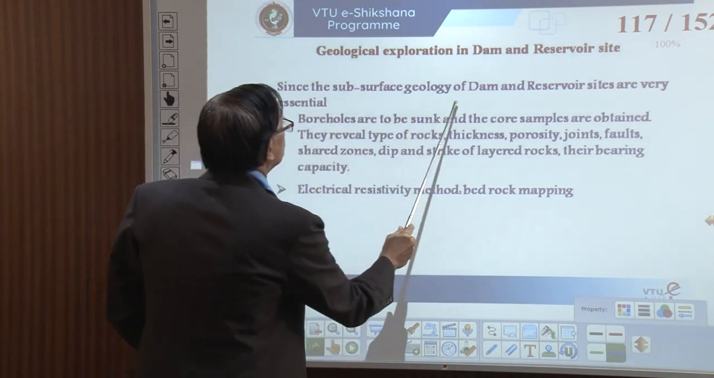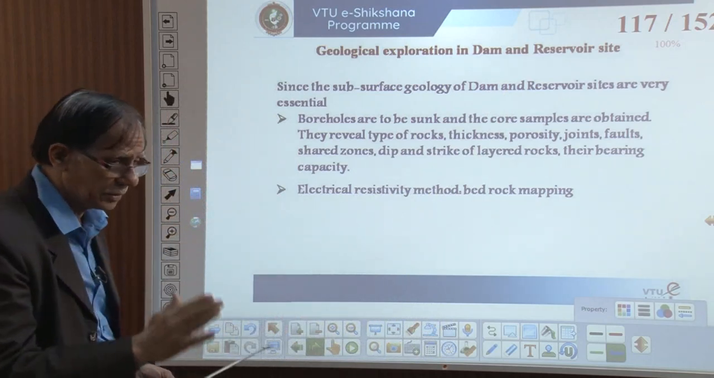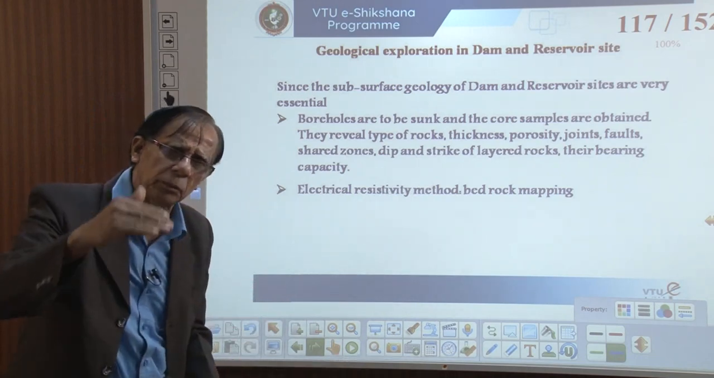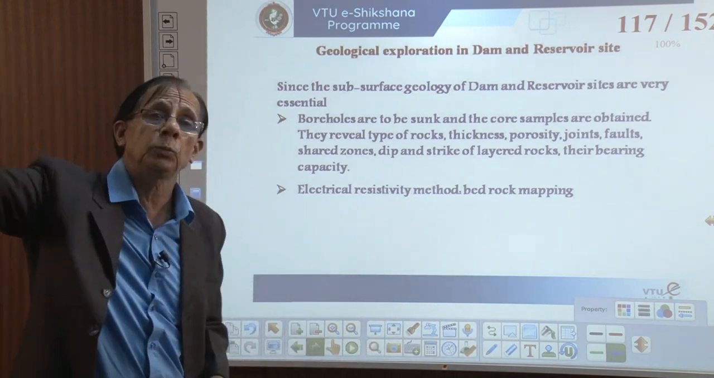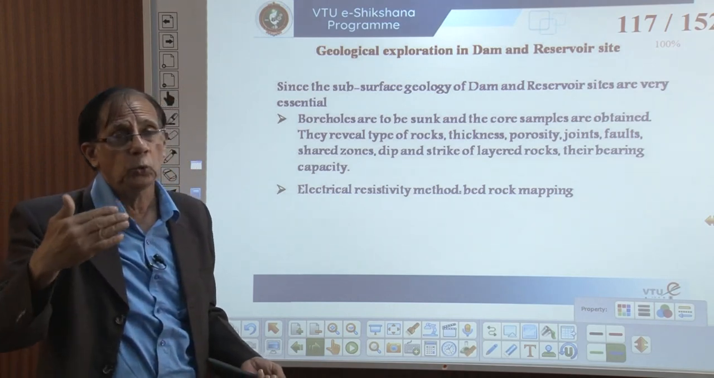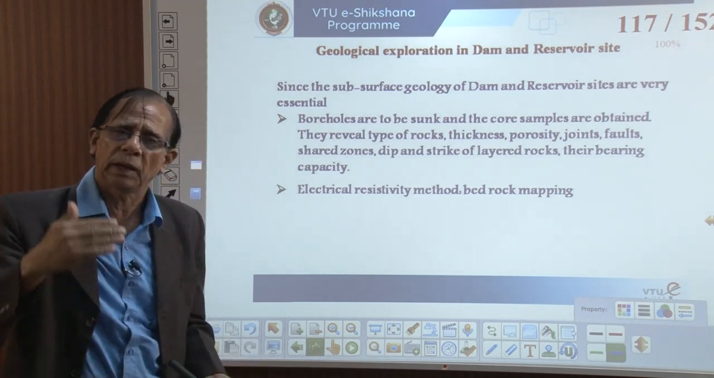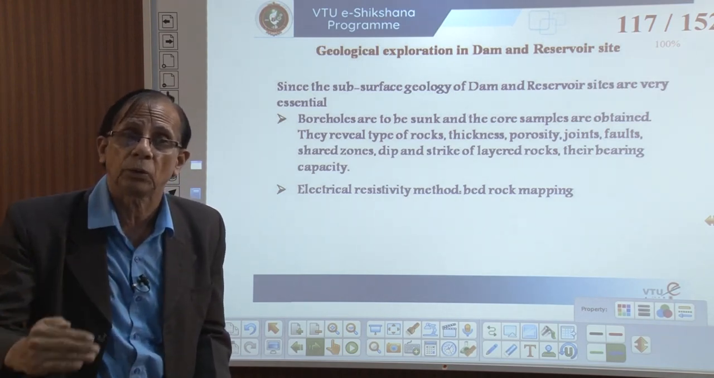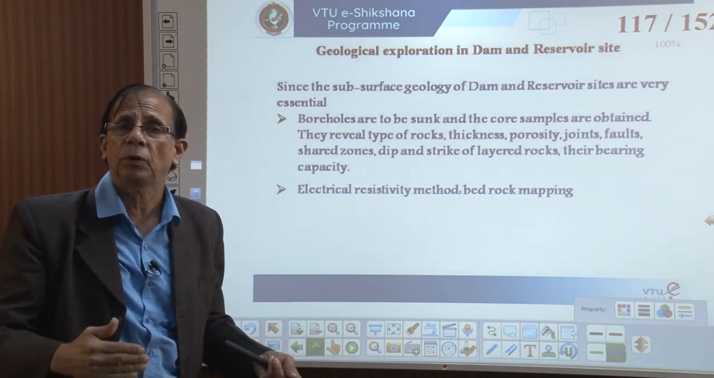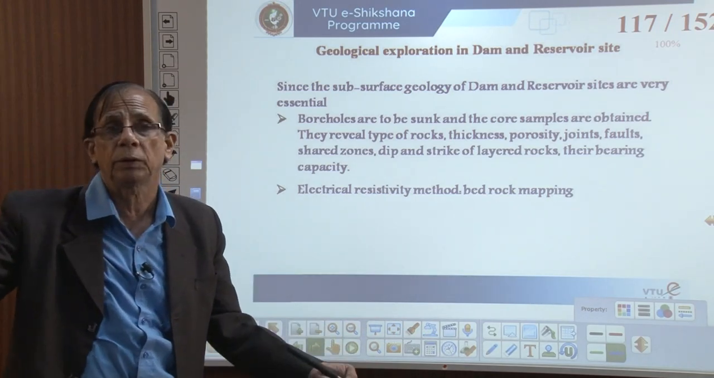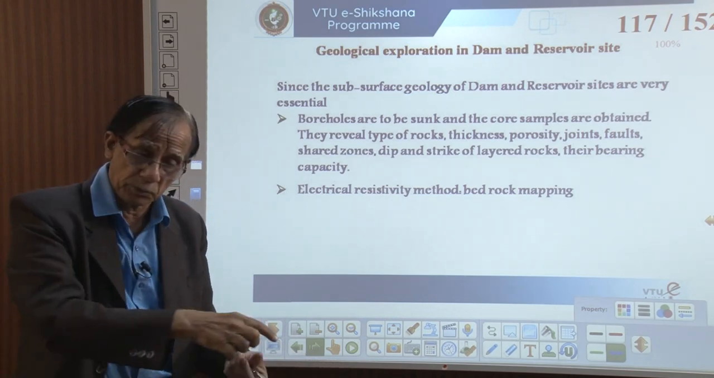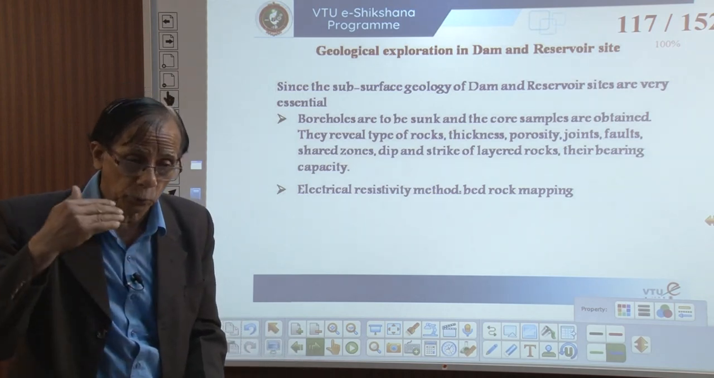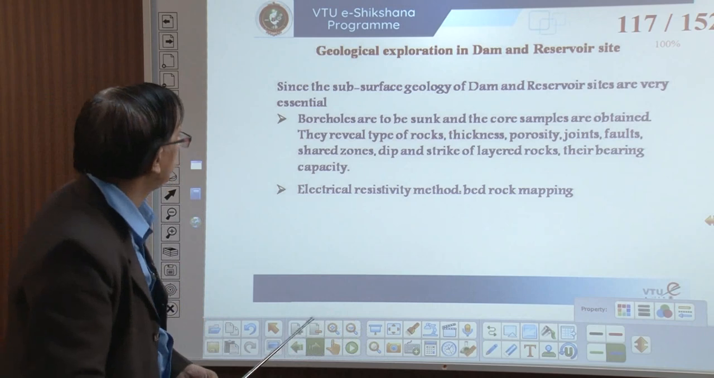Since the subsurface geology of the dam and reservoir are very essential, nearly similar, although the construction of a dam is less than 10% of the area, and the reservoir occupies a larger area, I have to look into both the reservoir as well as the dam site. Plus, the dam site I have to study much more thoroughly. It may not be possible for me to investigate hundreds of square kilometers where the reservoir spreads. But the dam site is even less than 5% of the total area. I have to inspect it much more carefully.